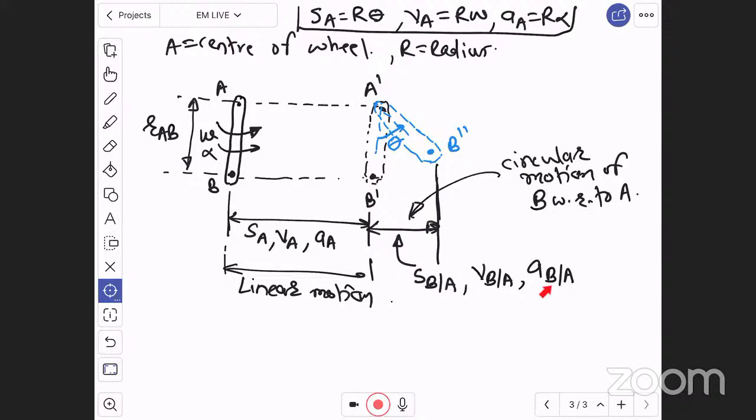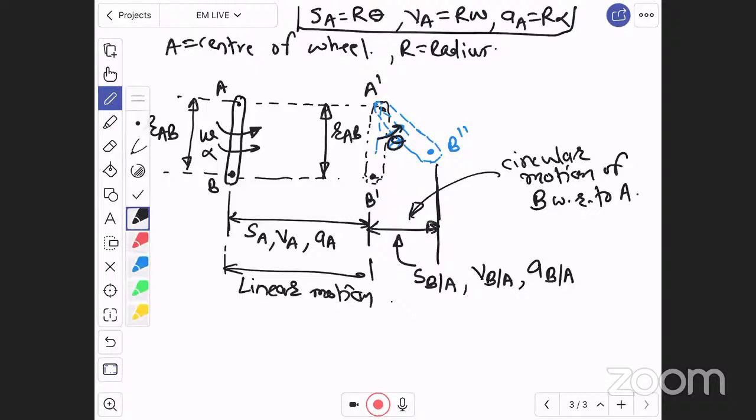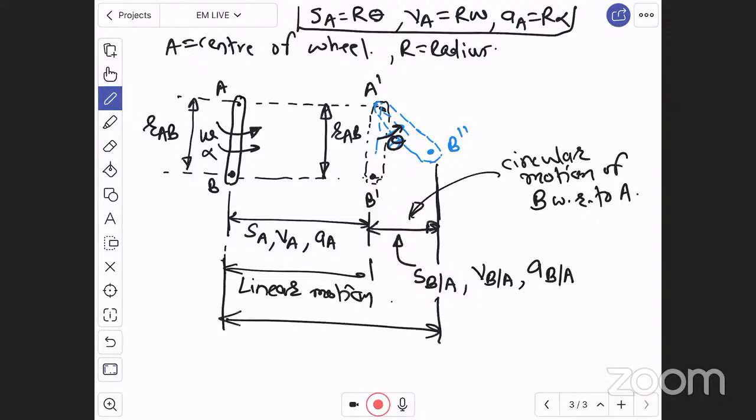Here the radius of link is RAB, and angular displacement is theta. Now we can see the final displacement of B, that is displacement of B with some final velocity of B and some final acceleration of B. Simply we can say final position we have to consider for B. This much is the displacement of B with velocity of B, acceleration of B.